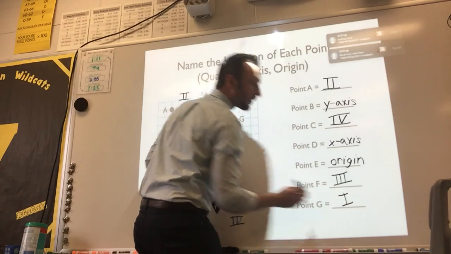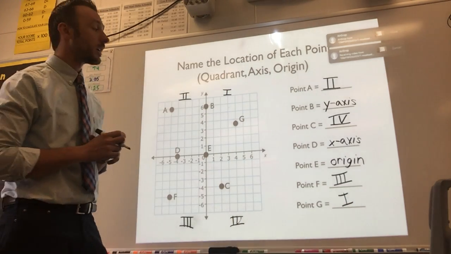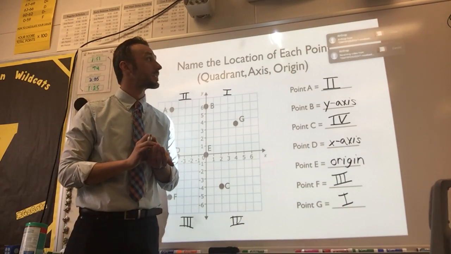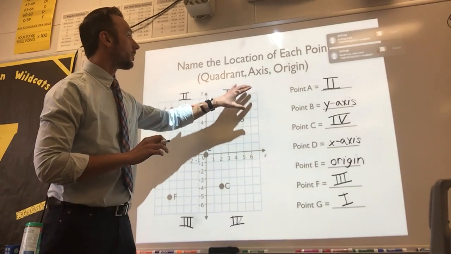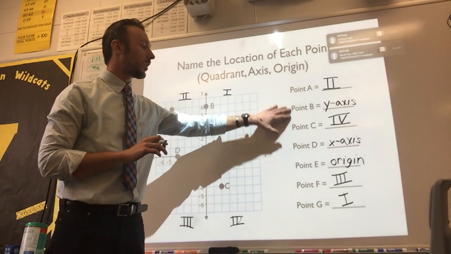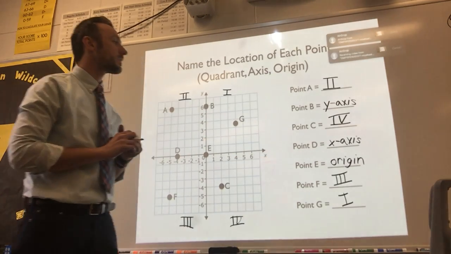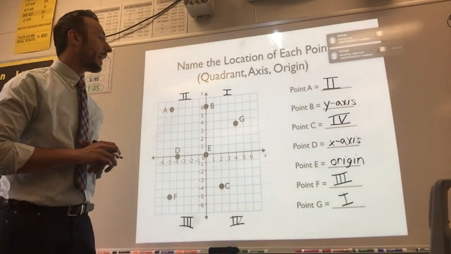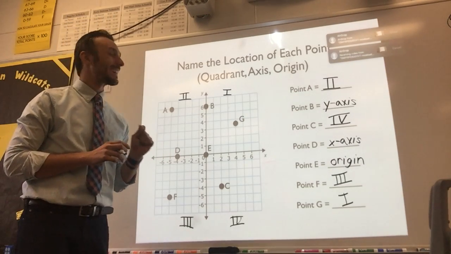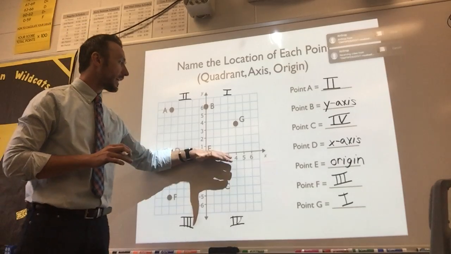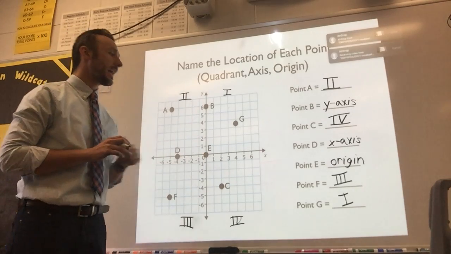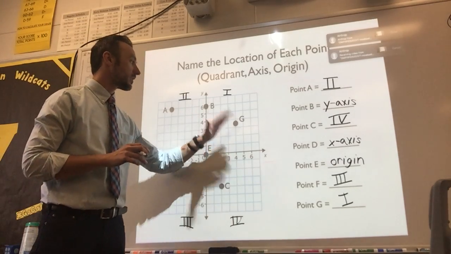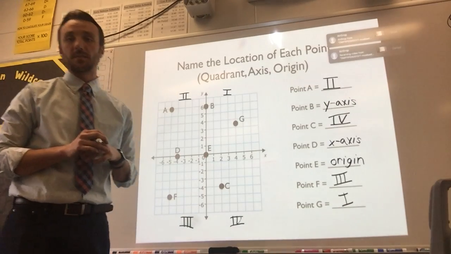So on your homework, if you need help, look at your notes. They're also on Keynote, and there's a PDF attached to this assignment. But if you look here, rewatch this. Here are the locations of all those points. If you notice, we use Roman numerals for the quadrants, and if the point was on a line, depending on if it was on the horizontal axis, the y-axis, or where they intersect, we either use x, y, or the origin to identify those points.